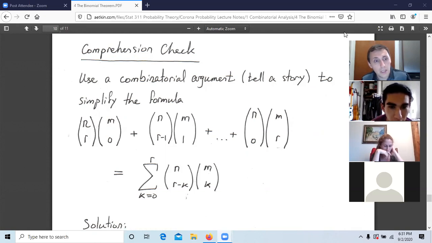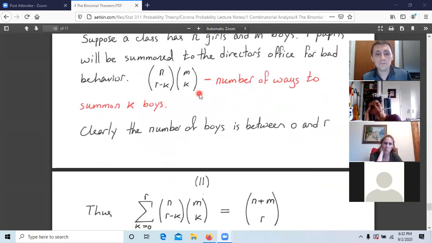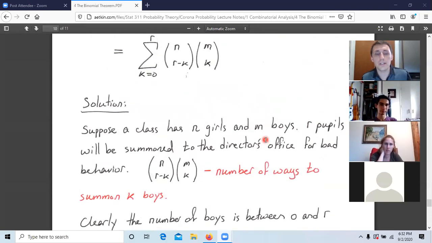So Naomi, you got it. Excellent. N plus M choose R. Brilliant. Now let's see why it is the case. Here is the solution. We can imagine the following: we have N girls and M boys in the class, and I invite R of those individuals to a field trip.